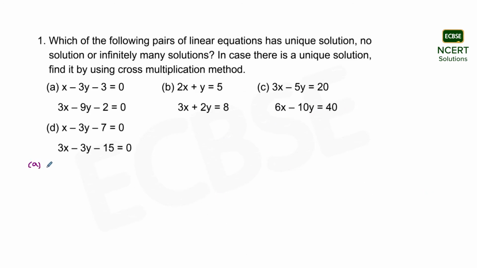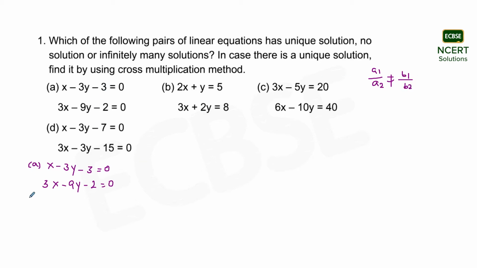In the A part, the two equations being provided are x minus 3y minus 3 is equal to 0, and the second equation is 3x minus 9y minus 2 is equal to 0. So these are the two linear equations being provided in the first part of the question, right? So the first step we need to follow is to find whether or not these linear equations have a unique solution. That is, we know the condition for the linear equations to have a unique solution is A1 by A2 is not equal to B1 by B2.